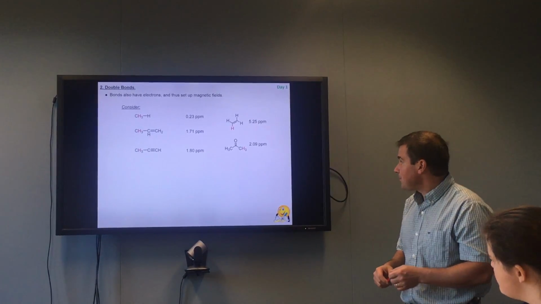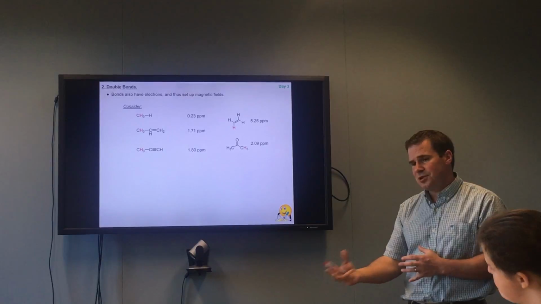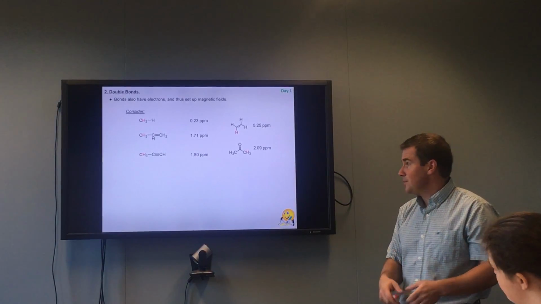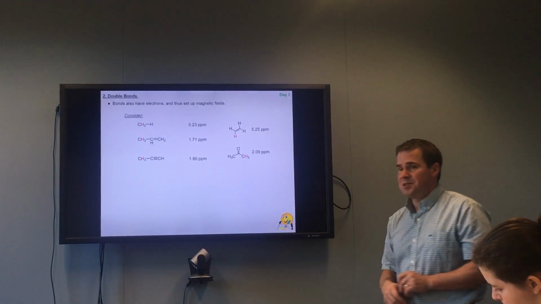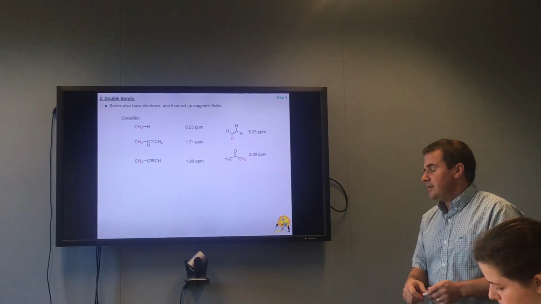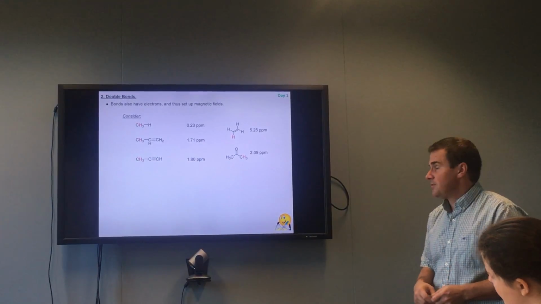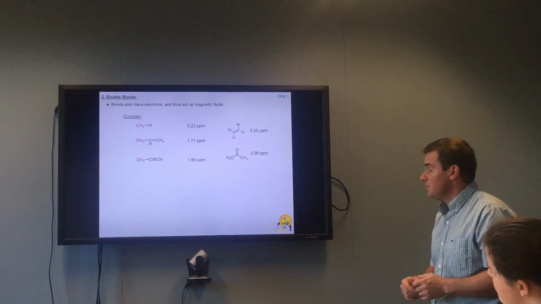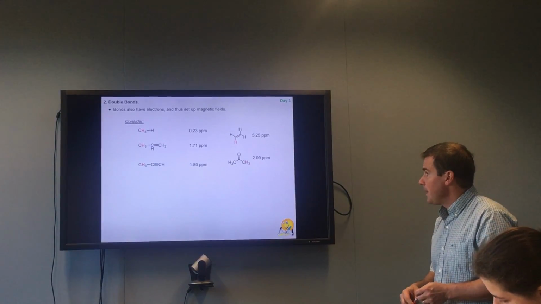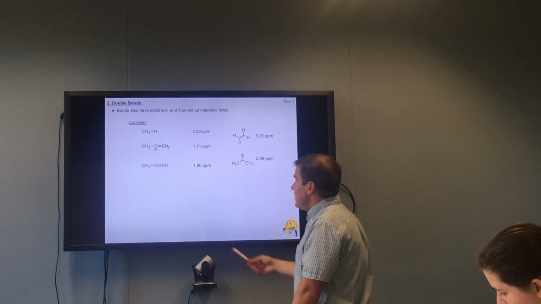And it turns out that in some cases the protons shift more than the carbons, and in some cases the carbons shift more than the protons. We're going to see some examples of that when we get into the expected chemical shifts for sort of normal functional groups. But let me give you some examples.